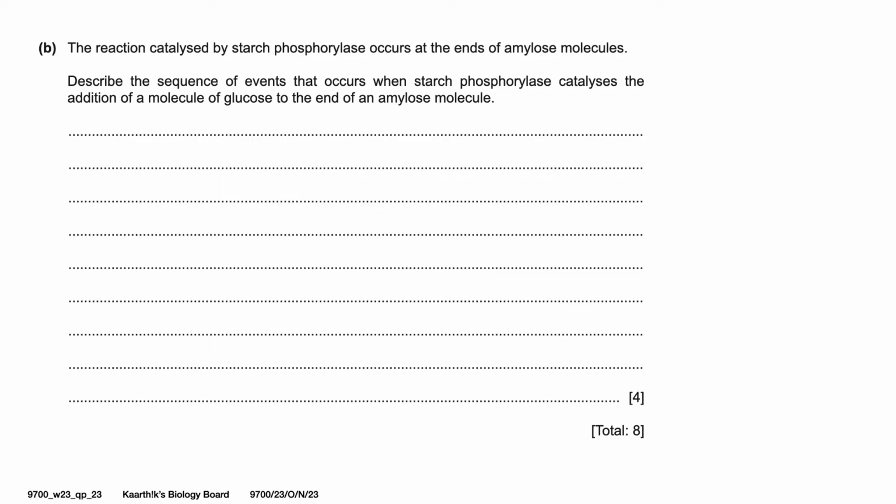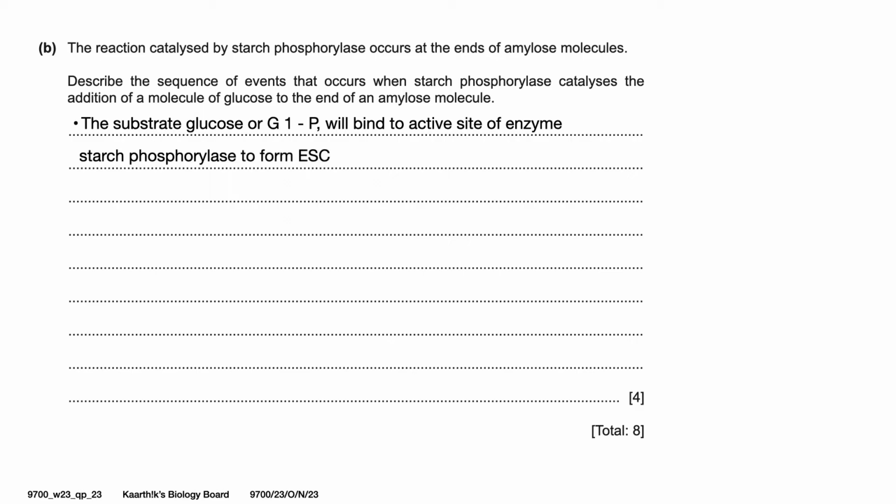So the basic question is the second part of this question. Describe the sequence of events that occur when starch phosphorylase catalyzes. So this is the question we want to understand here. What happens when the substrate and enzyme react together? That is the major question asked for 4 marks here.